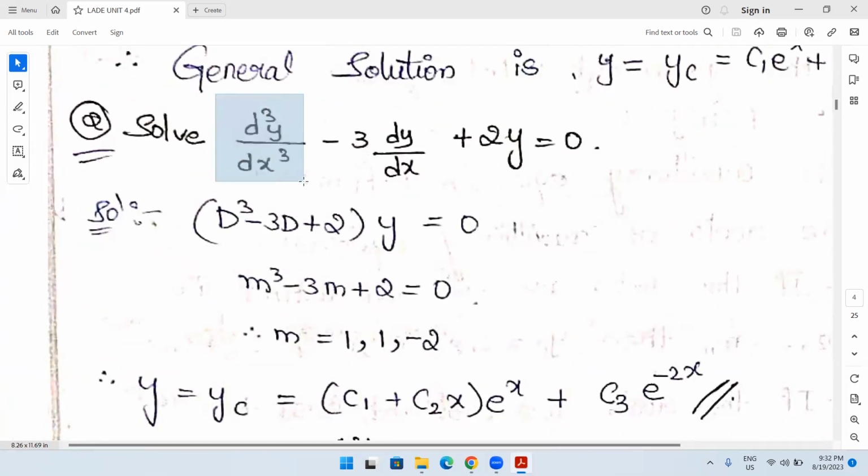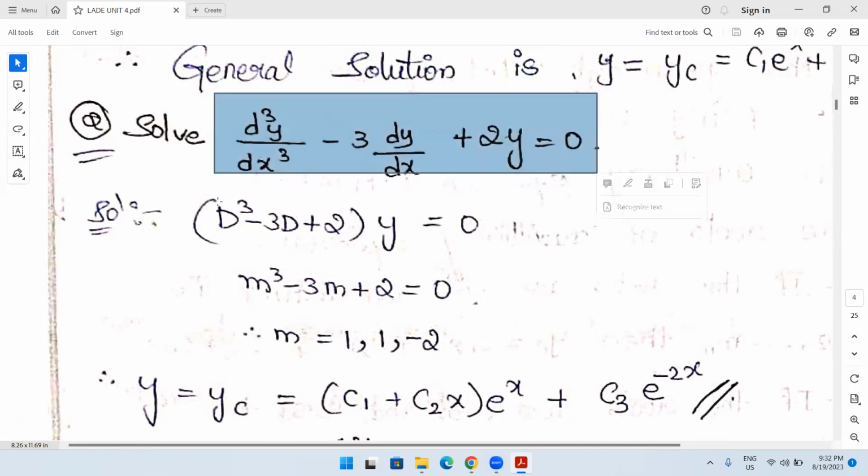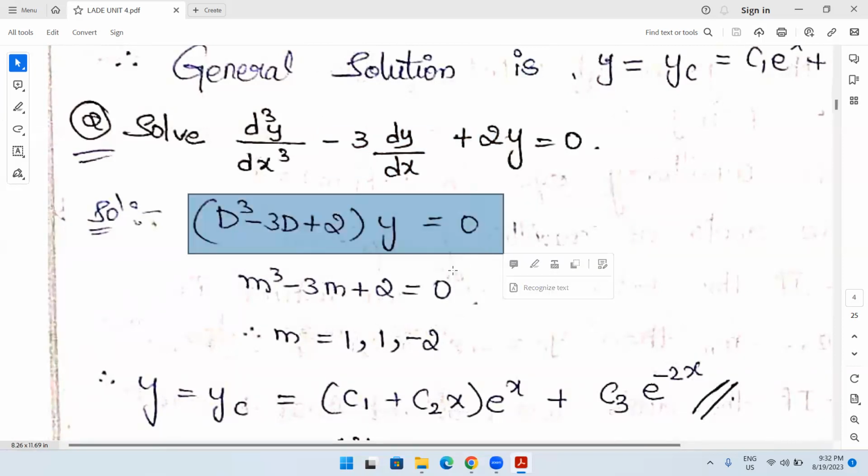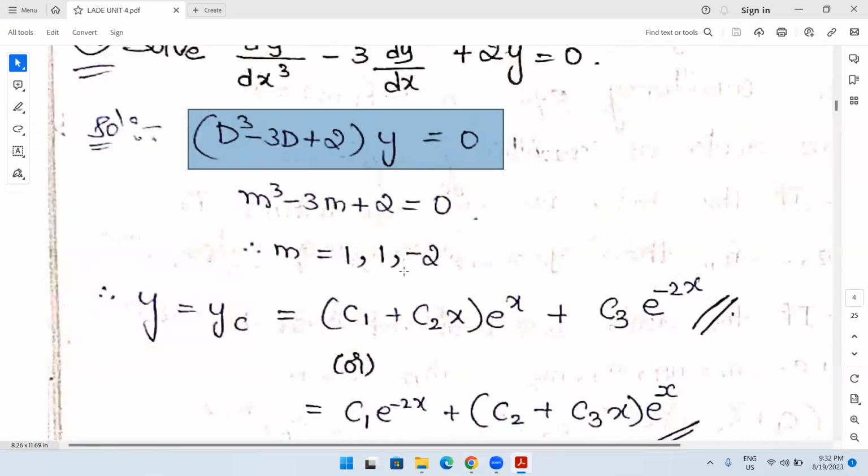D cube y by dx cube minus 3 dy by dx plus 2y is equal to 0. So first step. What's the first step? We have to write in the operator D form. D cube y by dx cube can be written as D cube, and minus 3 d by dx as minus 3D plus 2, and y common. This is the first step, to write the operator D form.